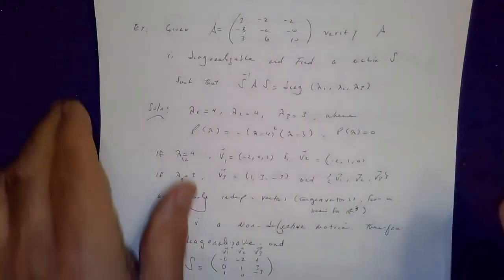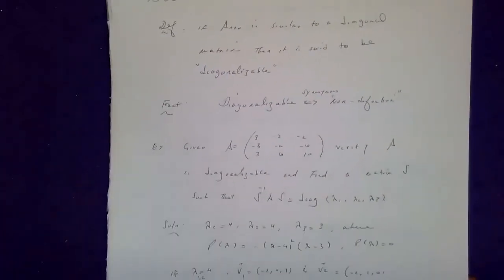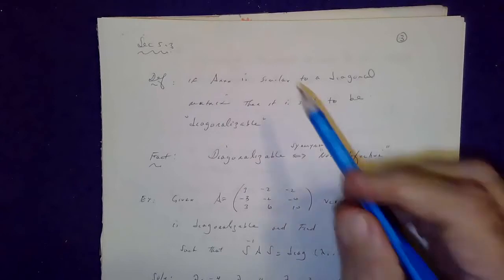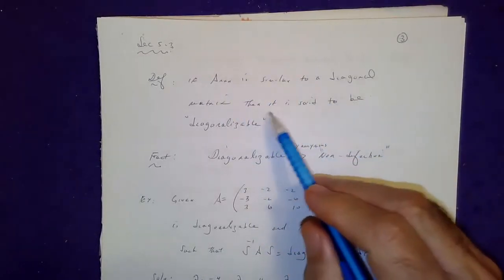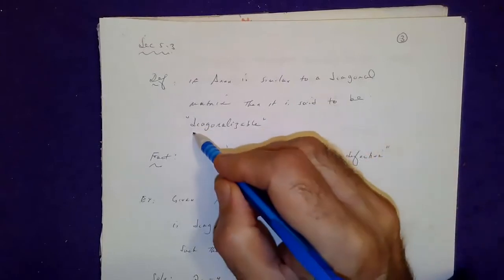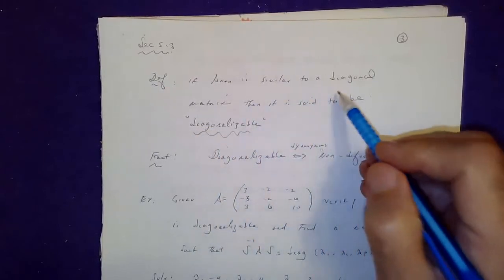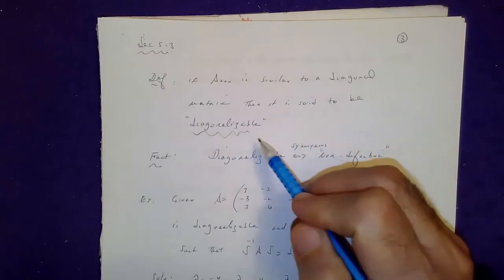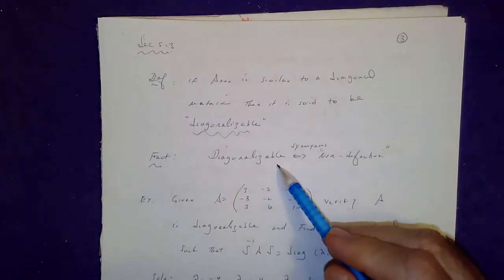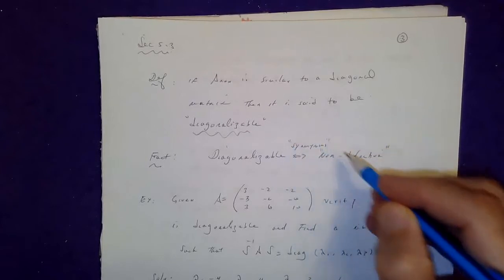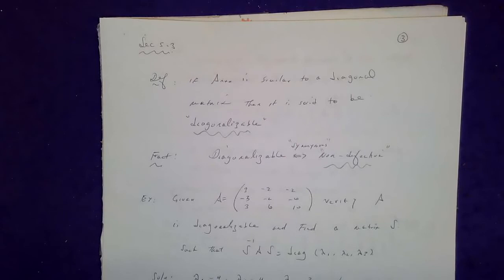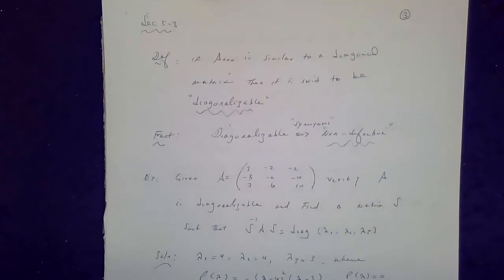Okay. So here is the definition of a diagonalizable matrix. If A is similar to a diagonal matrix, then it's said to be diagonalizable. Diagonalizable is synonymous with non-defective. And non-defective means the matrix has a complete set of linearly independent eigenvectors. In other words, you have just as many linearly independent eigenvectors as the dimension of the matrix.